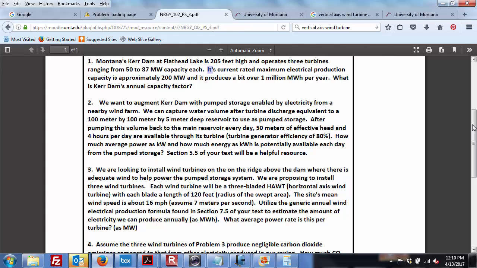Okay, so we want to augment Kerr Dam with pumped storage. Yeah, nearby wind farm. Cool. We can capture water volume after turbine discharge equivalent to a 100 meter by 100 meter by 5 meter deep reservoir to use as pump storage. After pumping this volume back into the main reservoir every day, 50 meters of effective head, 4 hours per day are available as turbine generators efficiency. How much average power and how much energy in kilowatts is potentially available for the pump storage?